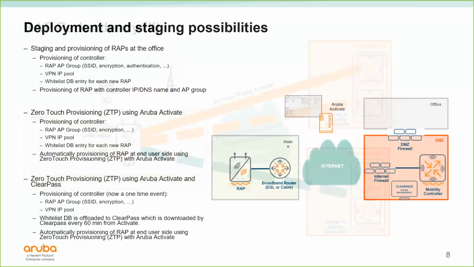So I did want to talk about some other pieces, some other possibilities, if you will, or features here that are really going to be helping out. So as this page says, it starts with you've staged and you've provisioned your RAPs. Basically, somebody has a controller or they're putting a controller in place, right?